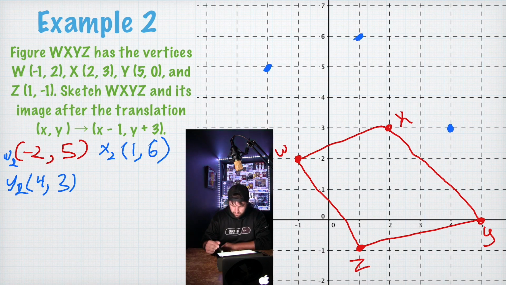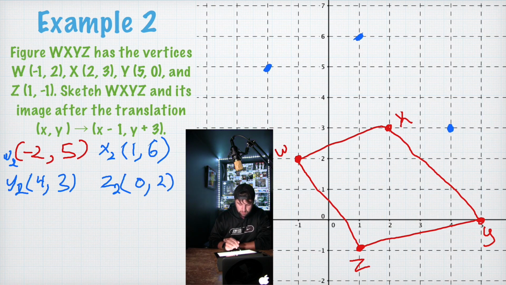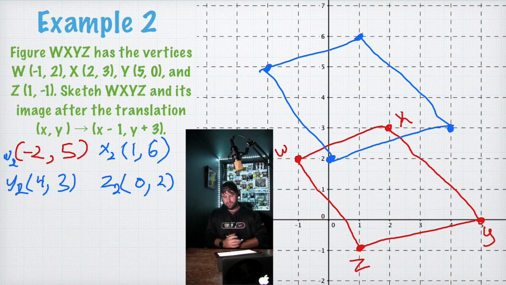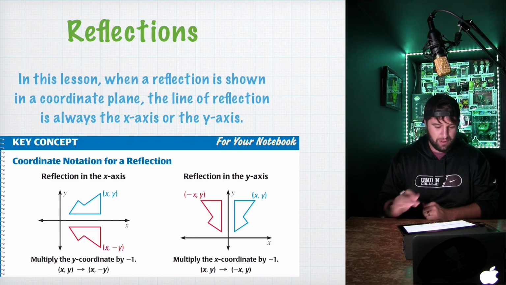right here. Looks like they're going to cross each other a little bit. And z sub 2 will be 1 minus 1 is 0, comma, negative 1 plus 3 would be 2. 0, 2. Right about here. And when we connect these dots, it should look just like our other image, which it does. So that's good. That's all you have to do. That's not a hard problem. Just remember how to do the notation and what you do from that. So let's go ahead and keep going.